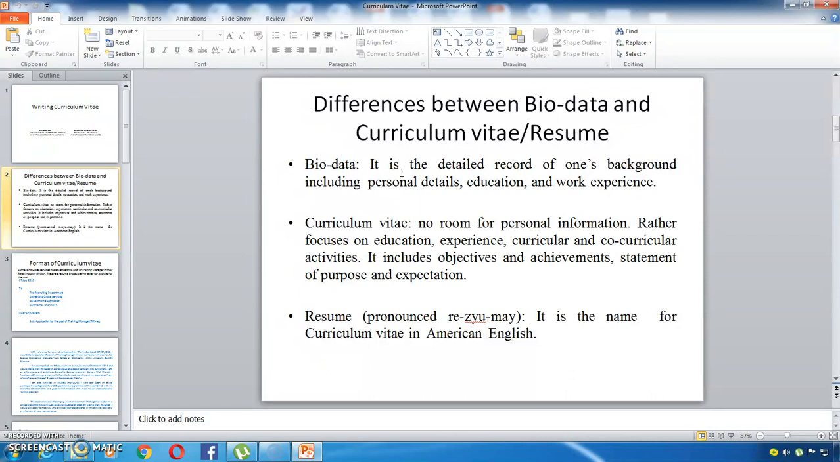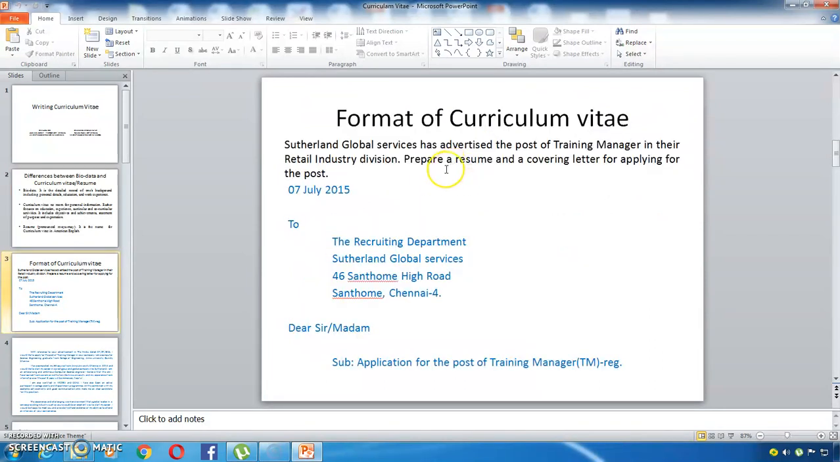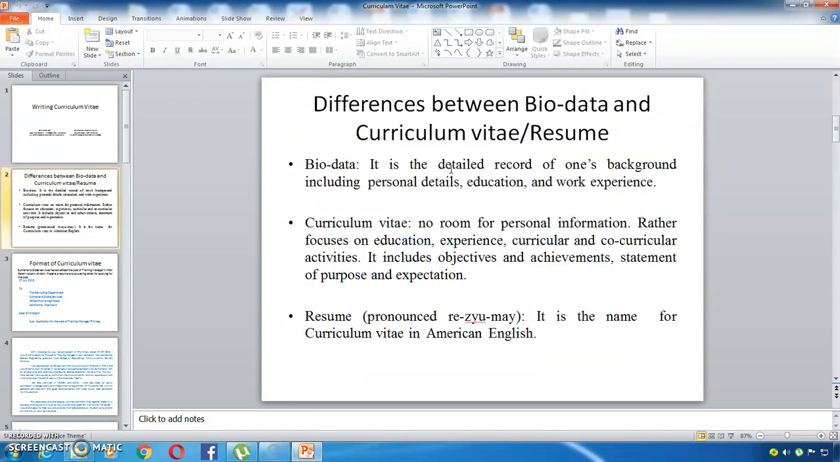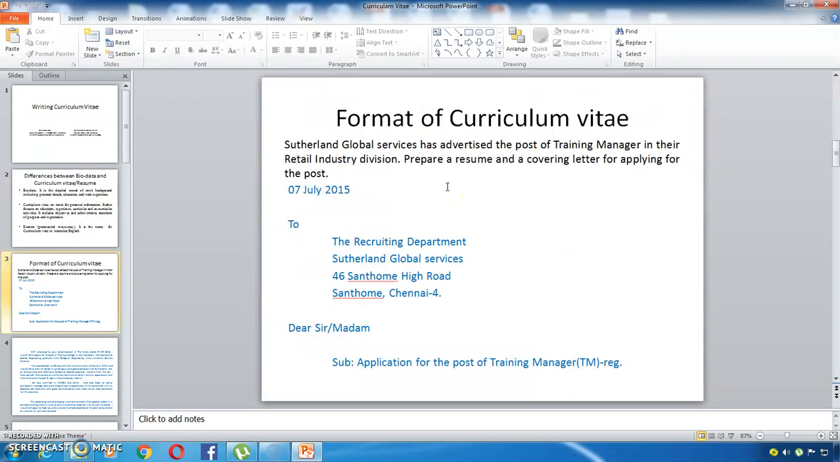Right? We have another category called resume, and actually this one and CV are the same. Resume is a name for curriculum vitae in American English. So, whenever you want to write, prepare or send a curriculum vitae, it should be attached, it should be sent along with the application letter. So, first we'll see the format of writing an application letter.